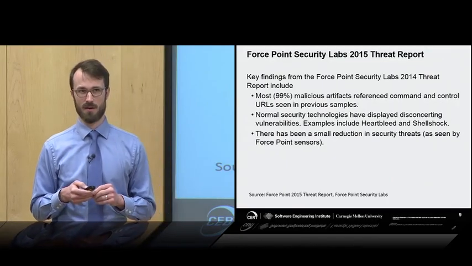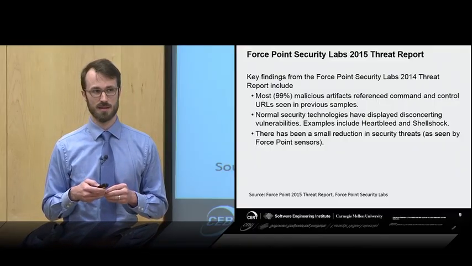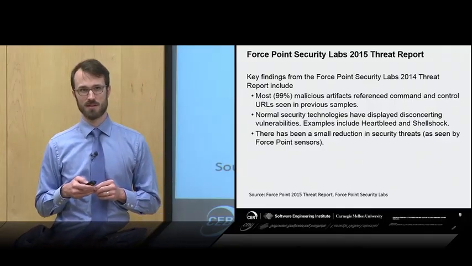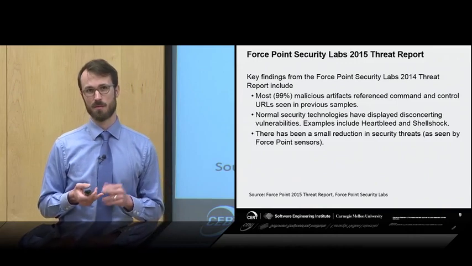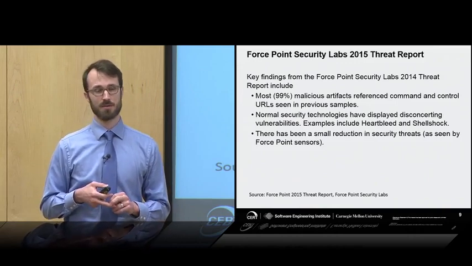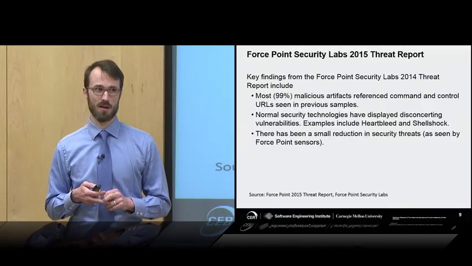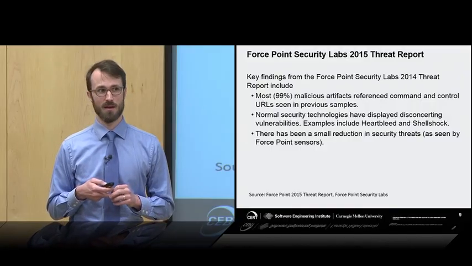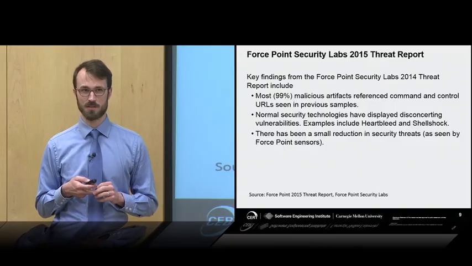That is just a matter of not having URLs on your blacklist and something that can be avoided. Normal security technologies displayed disconcerting vulnerabilities. Examples include Heartbleed and Shellshock. And why these are important is because Heartbleed lies at the core of a lot of encryption that works on the internet today. OpenSSL is extremely important for the way secure communications and secure finances work on the internet.